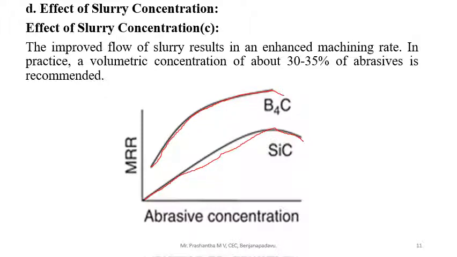So what it means is that the material removal rate increases with an increase in slurry concentration. The machining rate reaches an optimum value at 30% slurry concentration. The material removal rate drops with further increasing viscosity of the slurry. Okay. This is regarding the effect of slurry concentration on material removal rate.